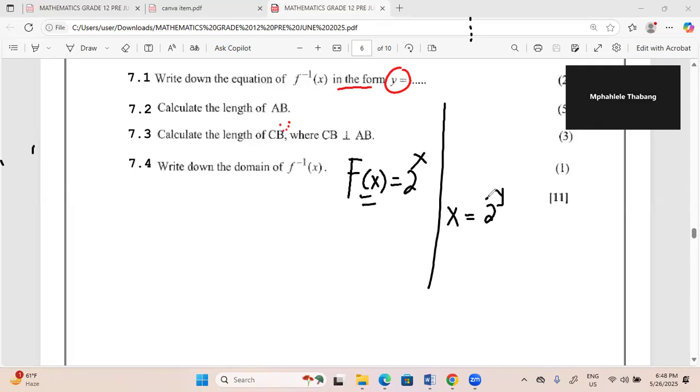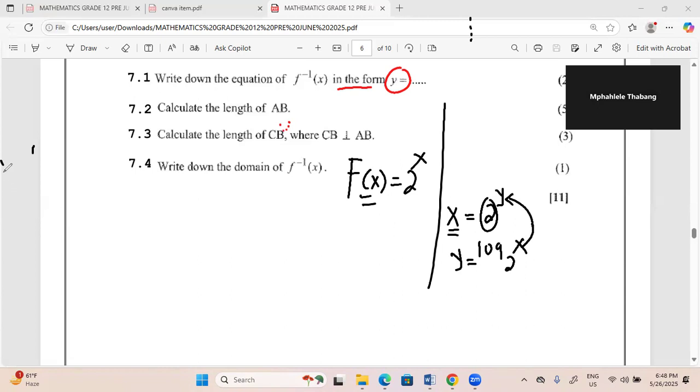So you go to the base, you say log, you put log just next to the base there. You swap: at the position of y, you put x, at the position of x, you put y. So y equals log x base 2 is the equation of the inverse.